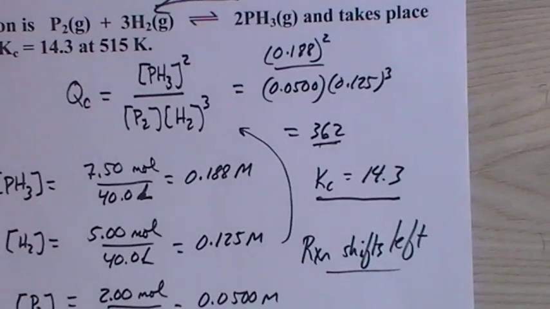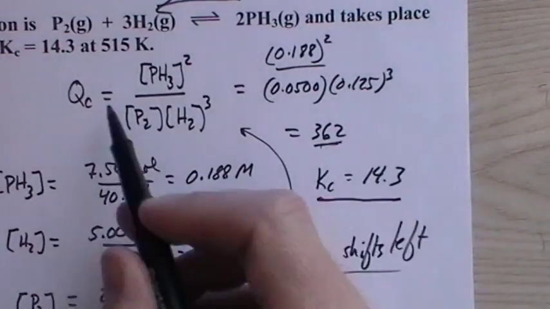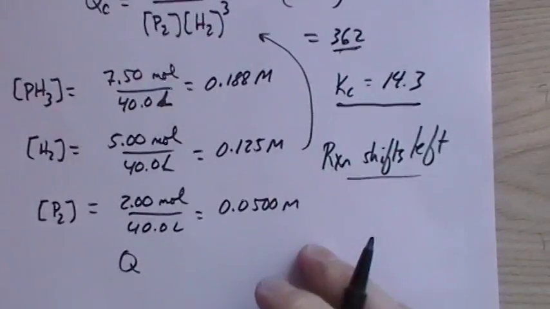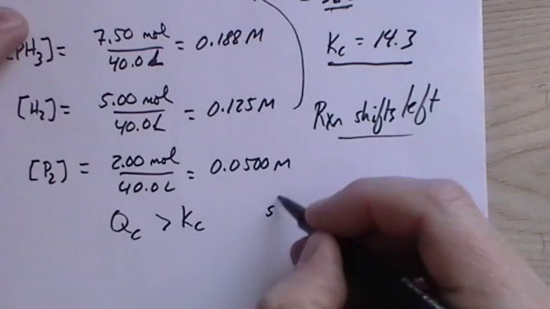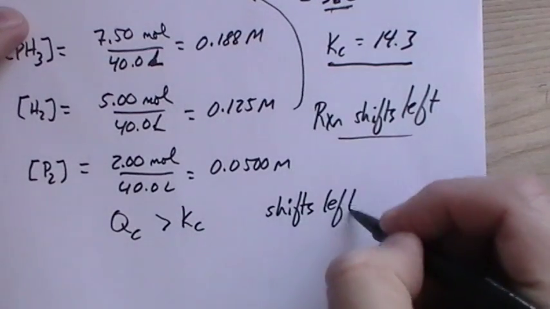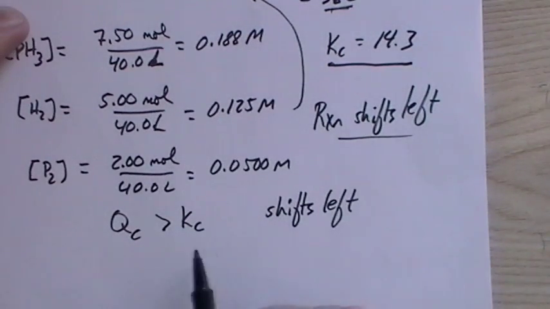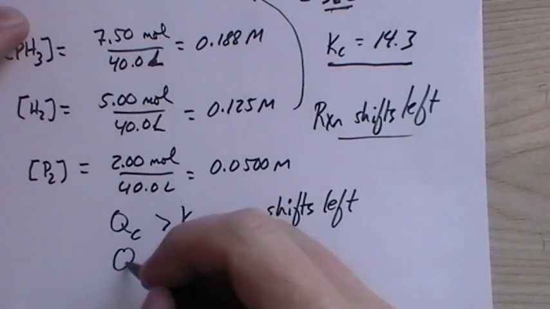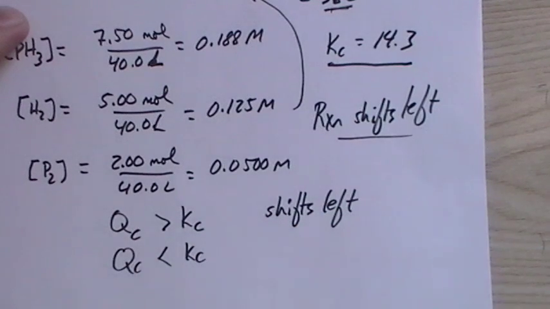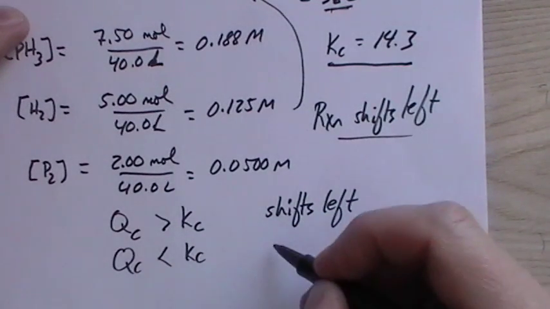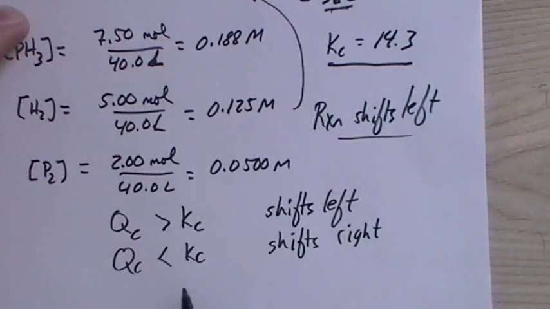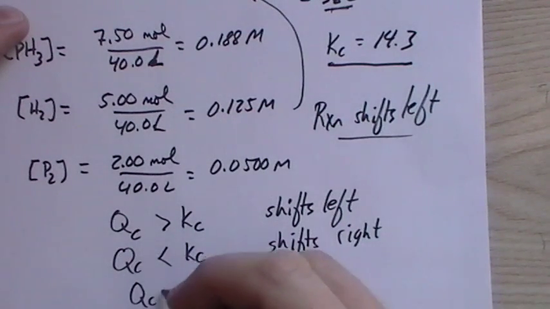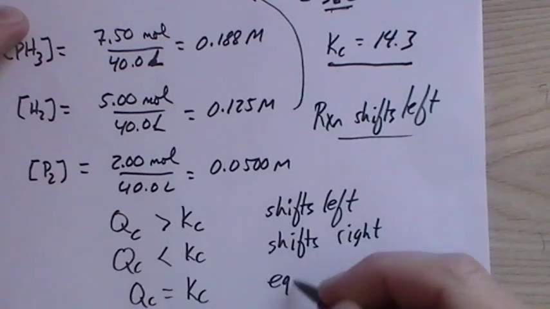For me, "reaction shifts left" tells me enough. So when we do any of these, when Qc is greater than Kc, the reaction shifts left. You have too much product, and the only way to get to Kc, which is where that number is headed, is to shift left. When Qc is less than Kc, it means you don't have enough products, so it shifts right to build up product, reduce reactant, and get to Kc. And if Qc happens to be exactly Kc, you were at equilibrium all along.